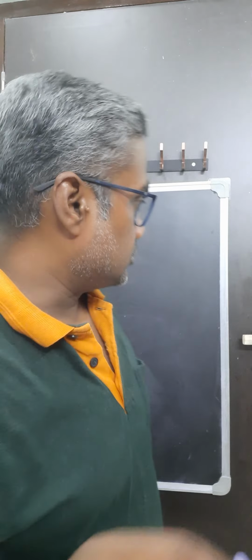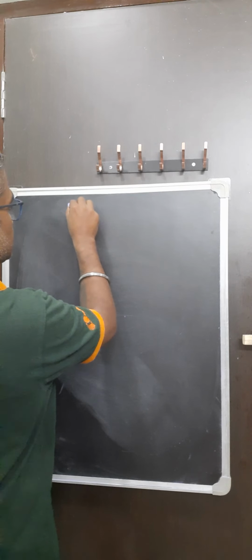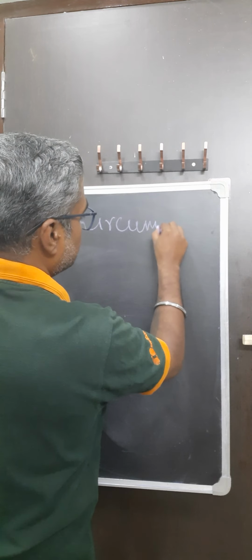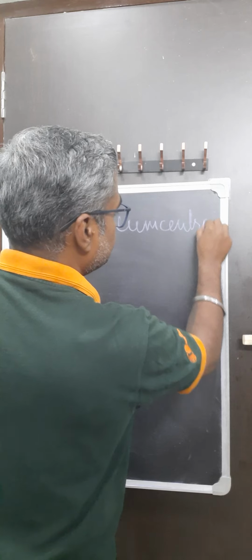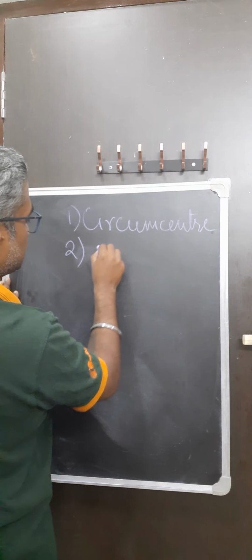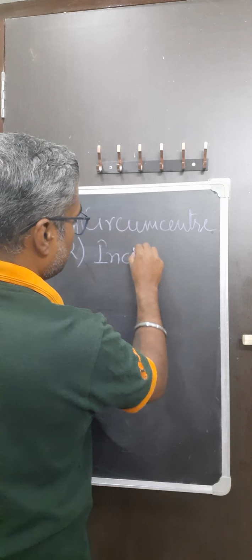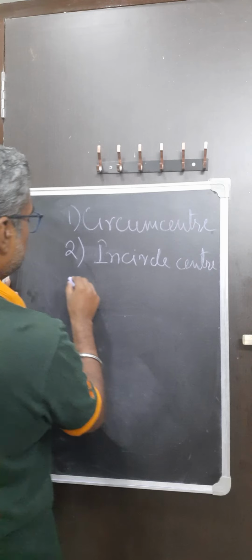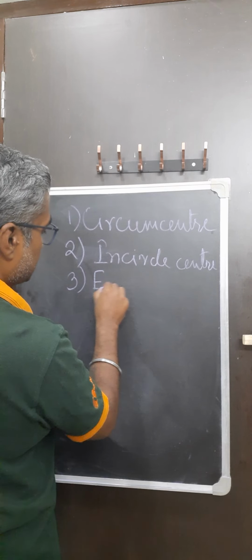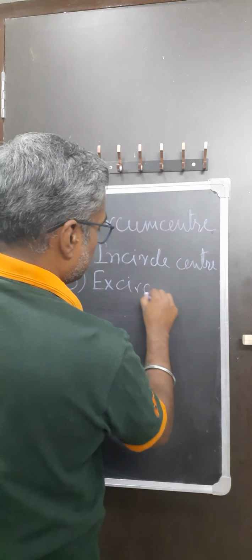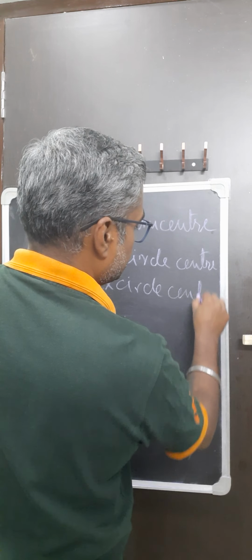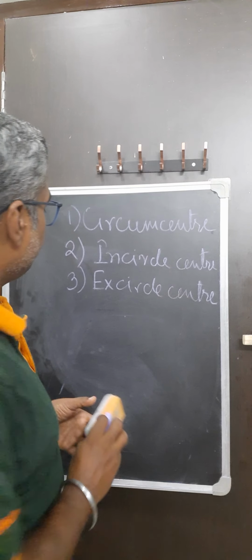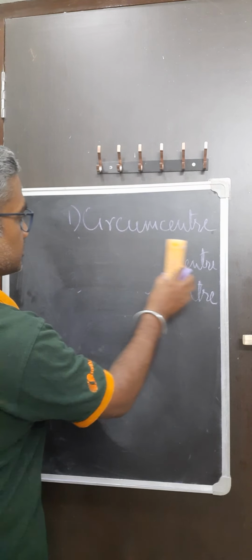Today I will discuss some geometric definitions. The first one is circumcenter, the second one is encircle center, and the third one is excircle center. So I will come to the topic one by one, and at first I will start with the circumcenter.